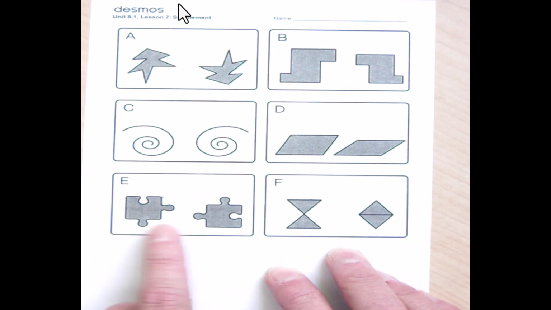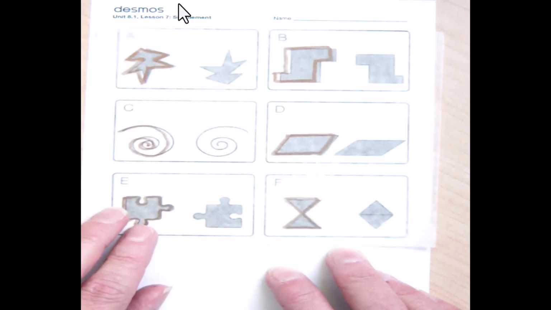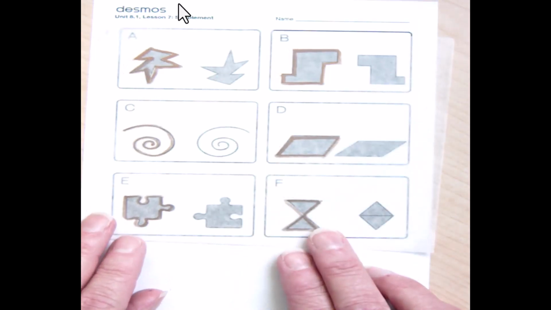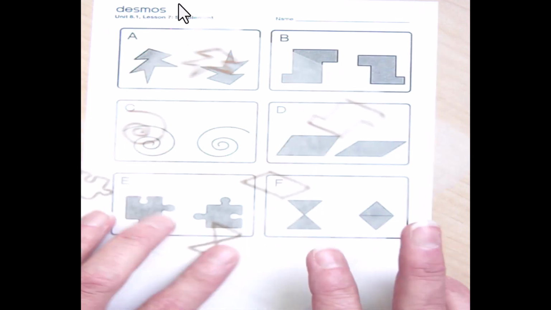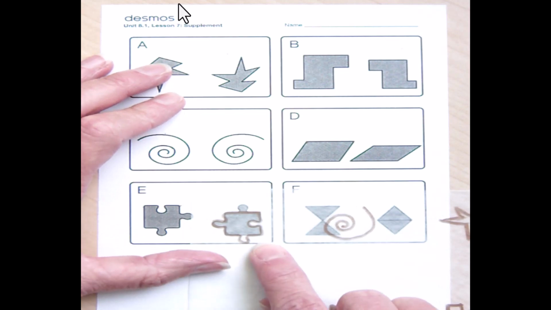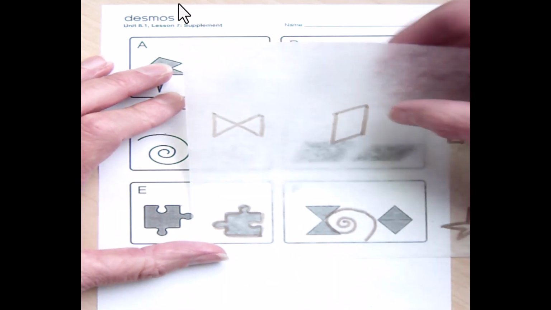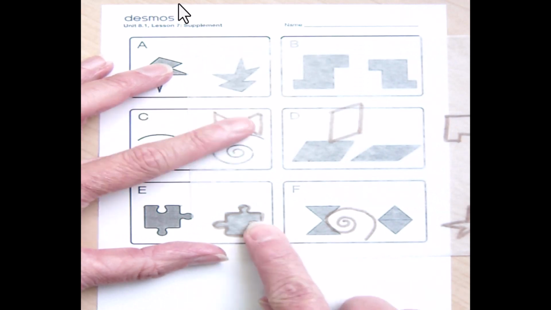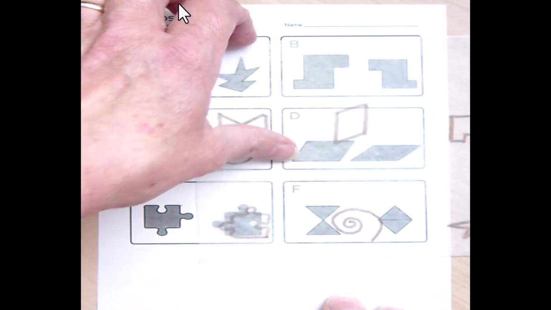This one's a little confusing. I'm not sure what I can do to make this figure into that one. I might need a series of transformations. So let me try this out. Let me try rotating it. All right, I rotated it 90 degrees clockwise, and I got close, but I need this little part to be on the top. So if I rotate it first and then reflect it, it looks like that'll make it the same. So I'm going to say that E has two figures that are the same.